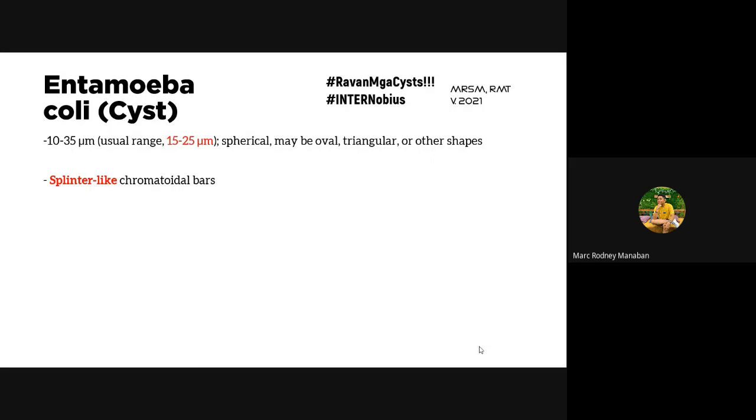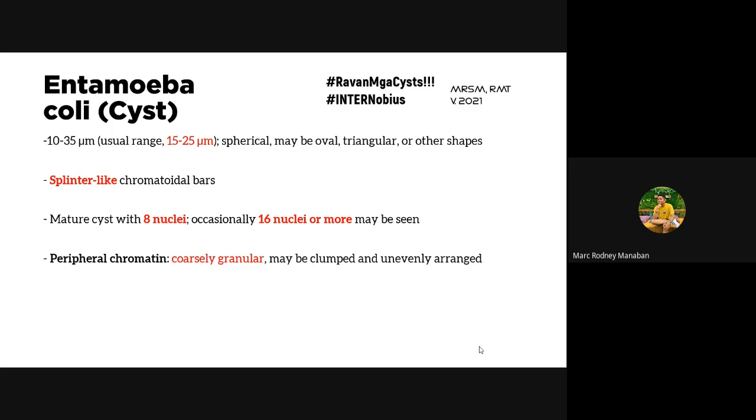It seems I haven't written that down. Broomstick appearance, no? It looks like a broom with pointed ends on its chromatoidal bars. So, splinter-like, broomstick appearance. Mature cyst, 8 nuclei, but some can have 16 or more. So many nuclei. Peripheral chromatin is coarsely granular and unevenly arranged. So many granules, coarsely granular, unevenly arranged peripheral chromatin.